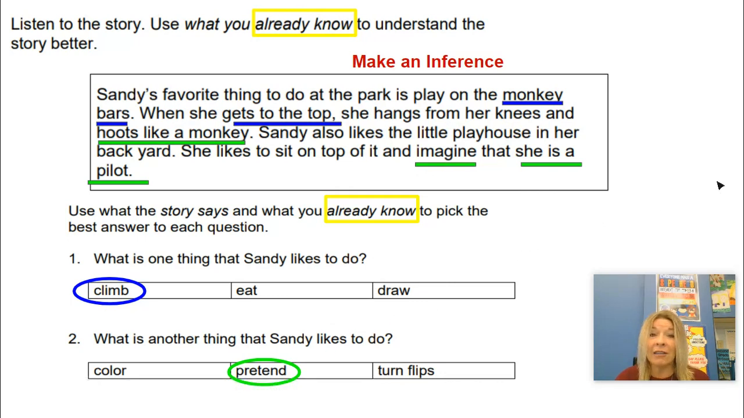You cannot say, oh, I already knew that, or I could just read it in the story. You have to come up and find words or phrases, a few words that help support your answer. Now, maybe you have a connection with Sandy. You like to go on the bars, or you like to play and imagine that you're having different types of jobs. But we need to what we call read between the lines, find these clues, find these details, use things we already know, and then we're going to understand what we read so much better.